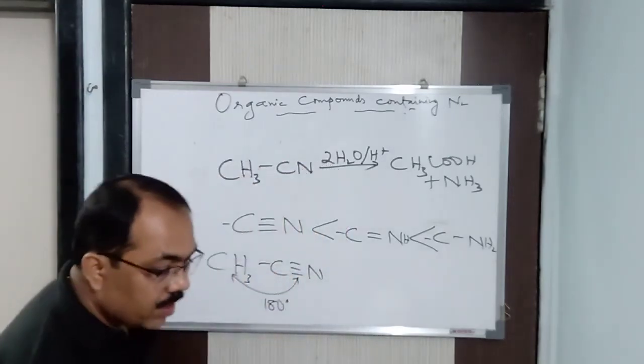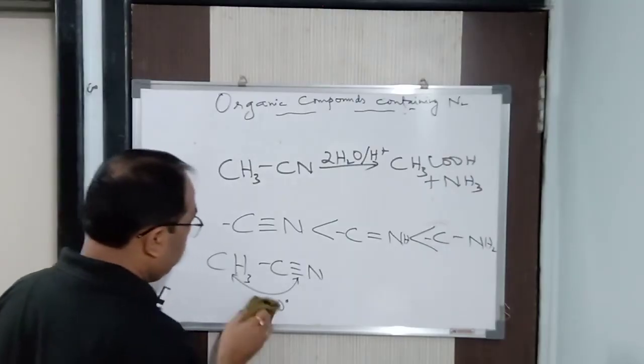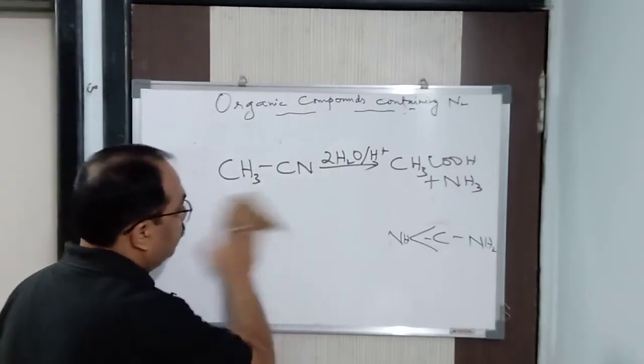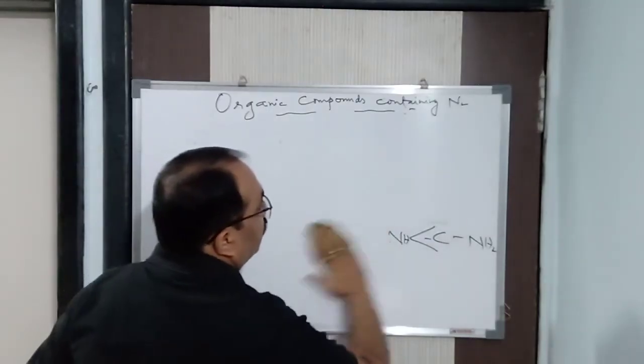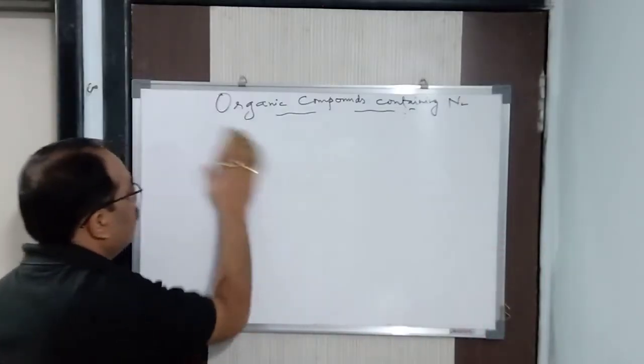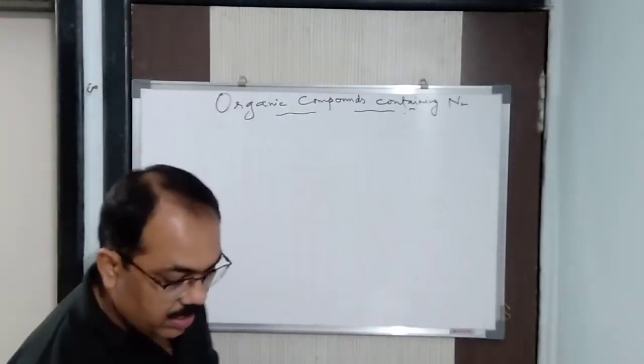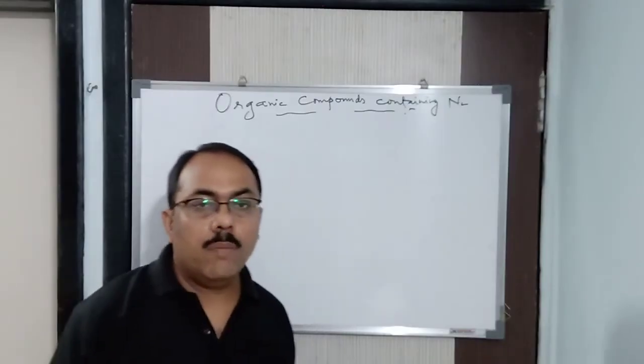Now, next, we will see the preparations of nitriles and isonitriles. How can you prepare nitriles and isonitriles? Now we can prepare them from alkyl halides.